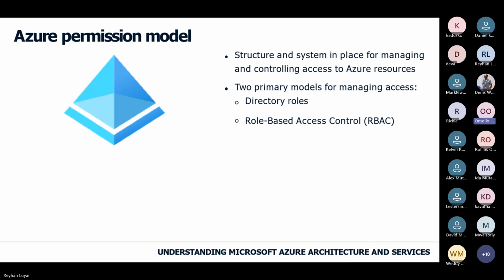So we have two main primary models for managing access. One is directory roles, and the second one is role-based access control, or RBAC. Next.